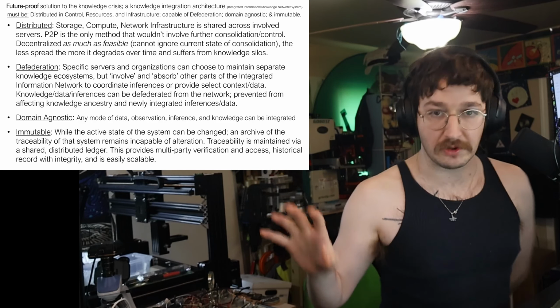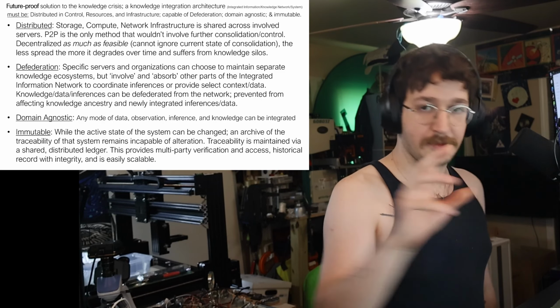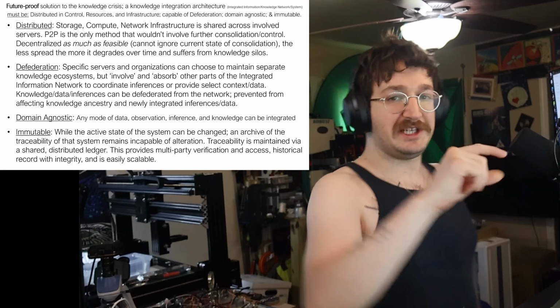Domain agnostic just means any mode of data. You can have any type of data, any observation, any inference, any knowledge, anything can be integrated. We need to be able to accommodate all data types. So how can we defederate but be immutable?